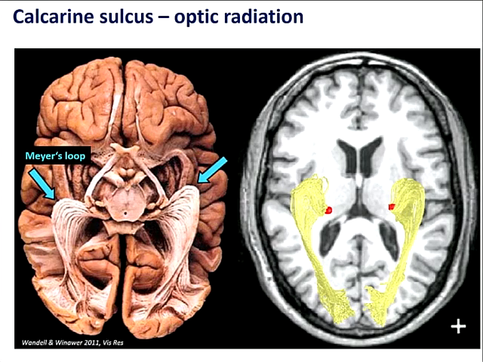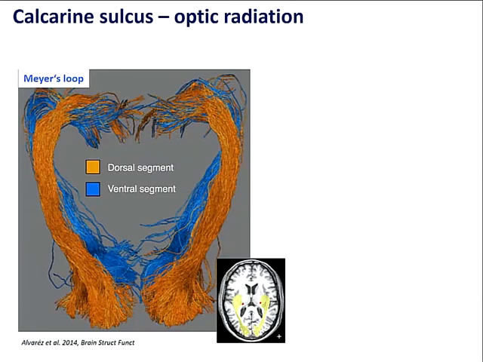Why? Because this is a real live postmortem dissection. This is the same one reconstructed in diffusion imaging, so you definitely can see this fiber tract of the optic radiation. You see, for example, a dorsal segment, the brownish color, and a ventral segment, the blue color, and these two segments just end above or below the calcarine sulcus. So if you have the calcarine sulcus, you already know that you are in the upper or the lower part of the optic radiation, for example.